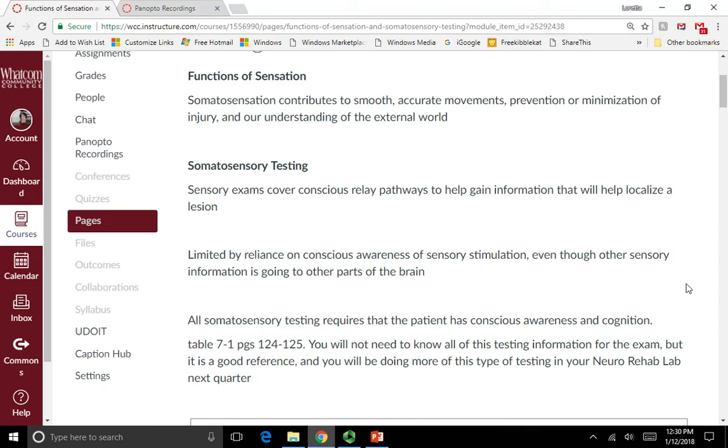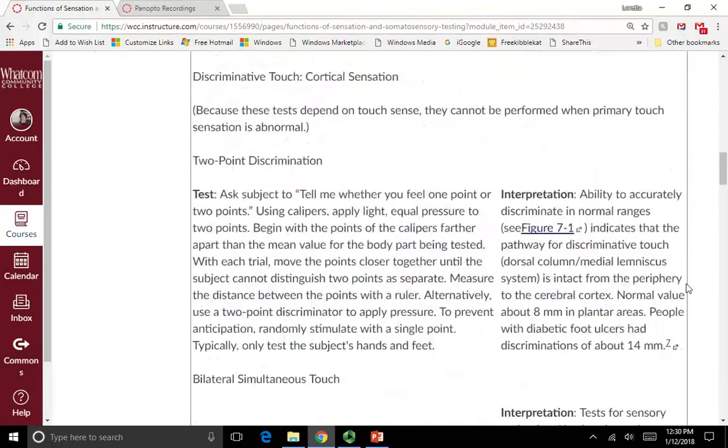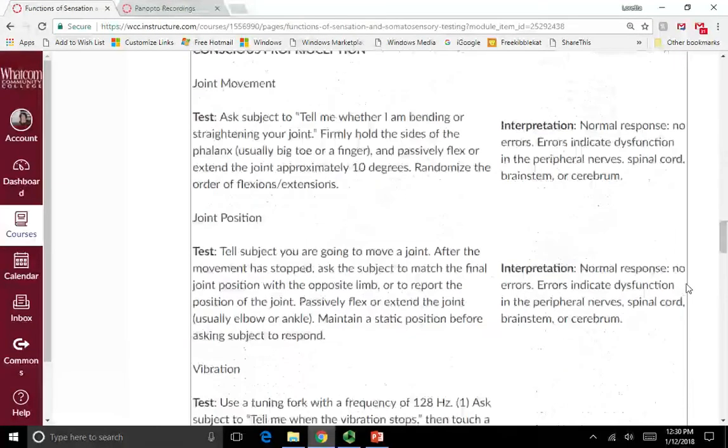Okay, makes sense? For the table on page 7.1, you won't need to know all of the testing information for the exam, but it's a good reference, and you'll be doing more of this sensation testing in neuro rehab class next quarter. I have the information here in the module, as well as on pages 124 and 125 in Chapter 7, so you can look over it.